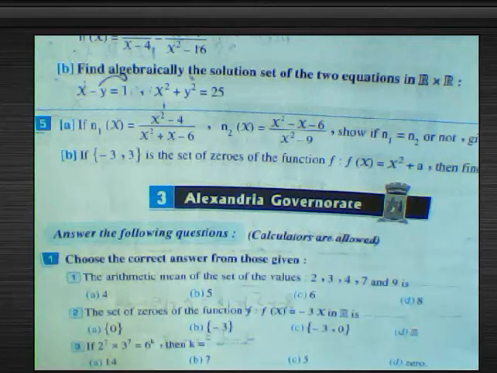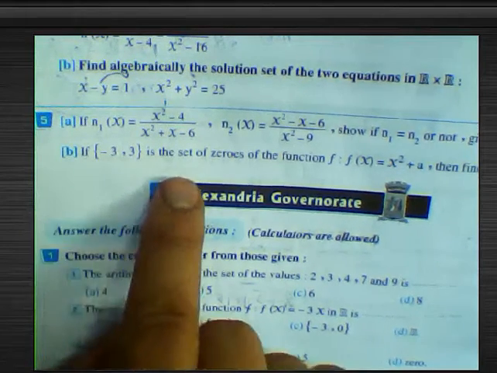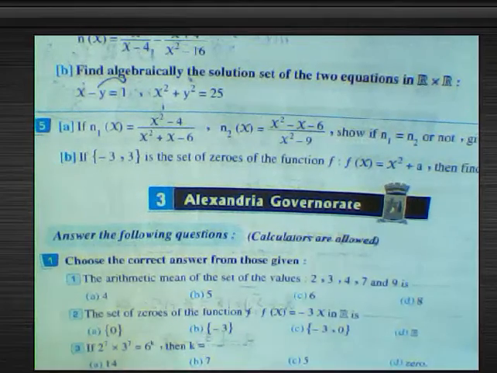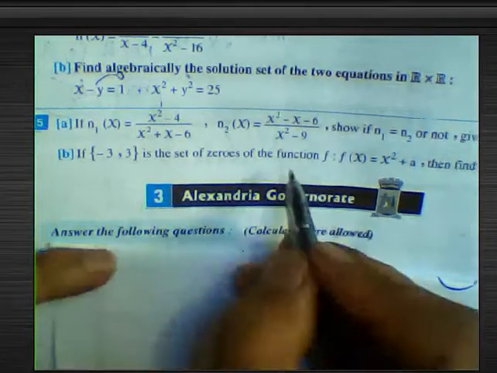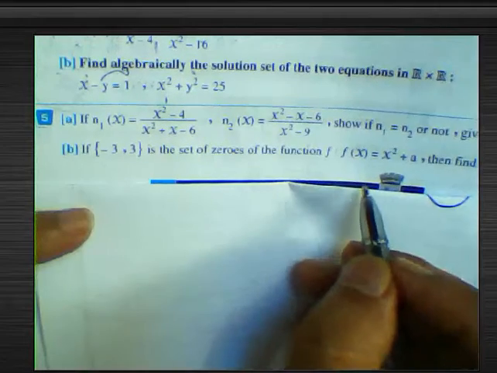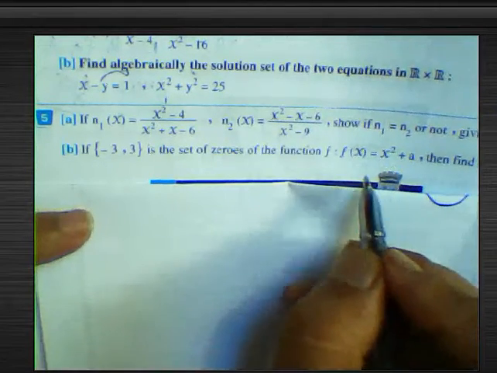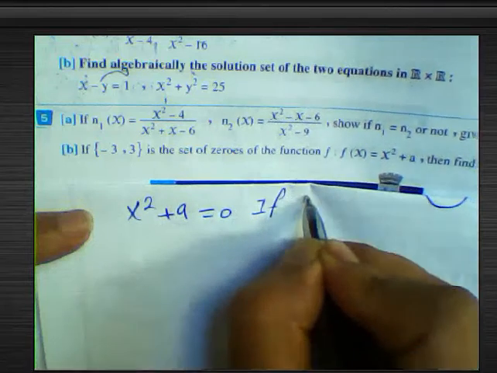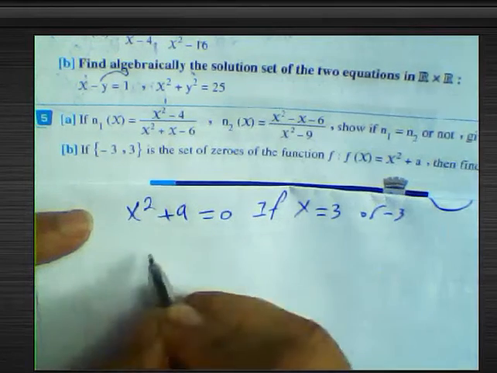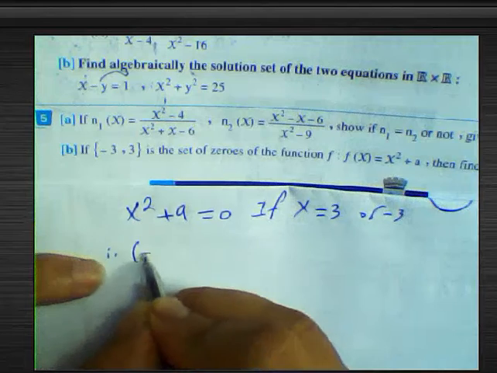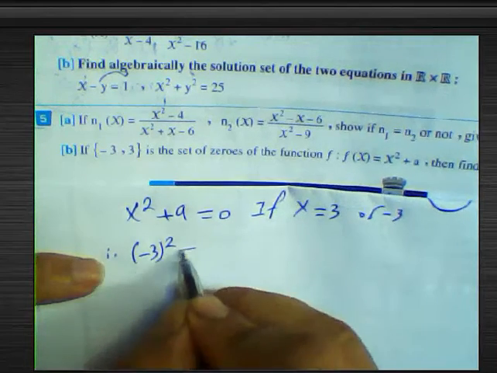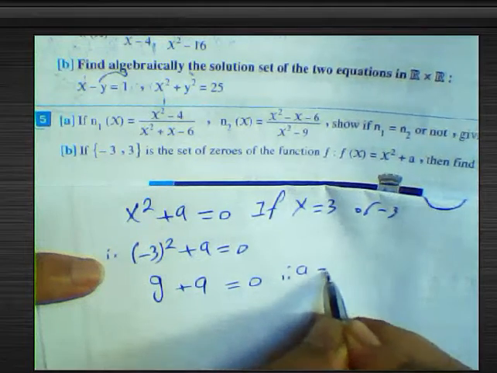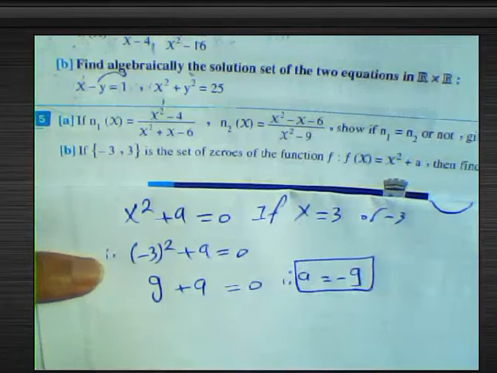Question letter P. If negative 3 and 3 is the set of zeros of the function f of x equals x power 2 plus a, then a equals what? We know negative 3 and 3 are the set of zeros of the function, so the result will be 0. Okay, x power 2 plus a equals 0 if x equals 3 or negative 3, then we write 3 power 2 plus a equals 0, so 9 plus a equals 0, then a equals negative 9. A will be negative 9.